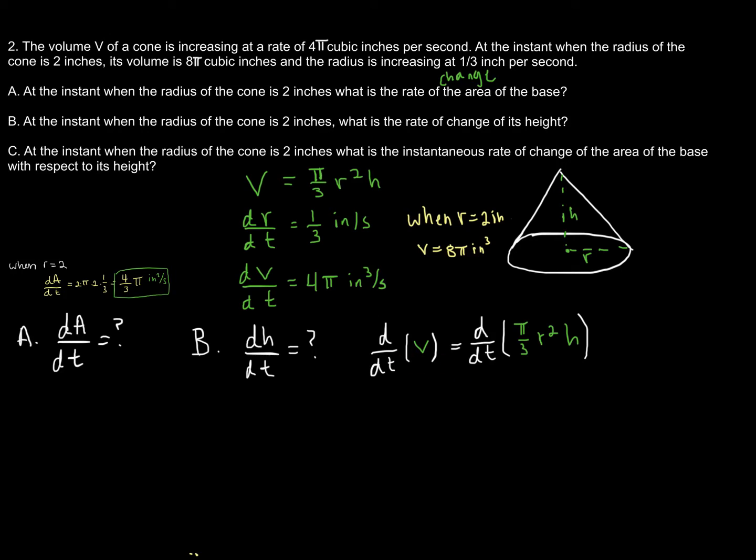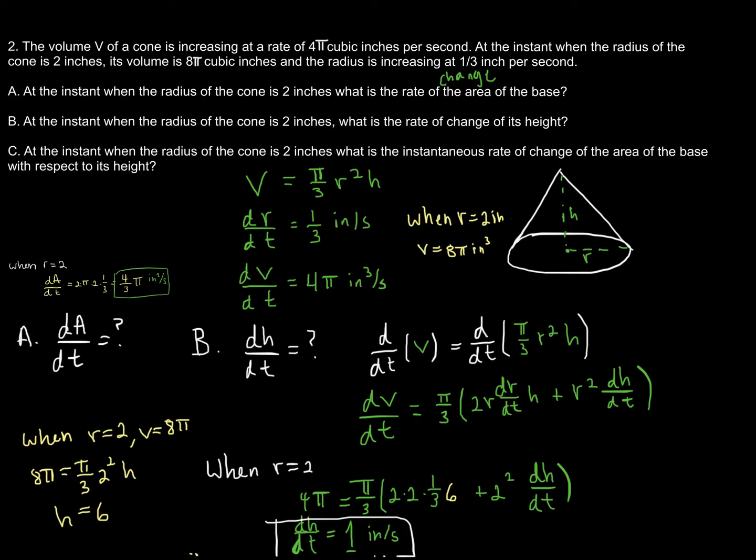So we're going to differentiate here with respect to t. Notice that r and h are both functions of t, so I'll be using the product rule here after I factor out the pi over 3. Going through, when the radius is equal to 2, I'm able to input the value of dV/dt, which is 4 pi, the value of r, which is 2, and dr/dt, which is 1/3. Now, the value of the height, you have to go find.